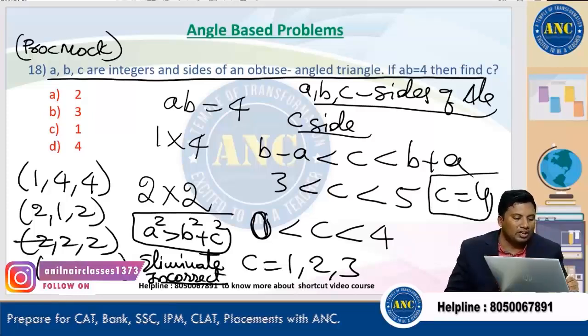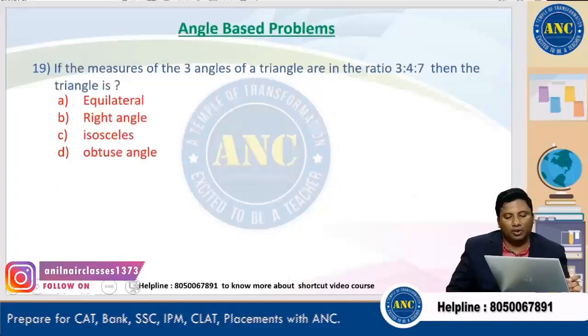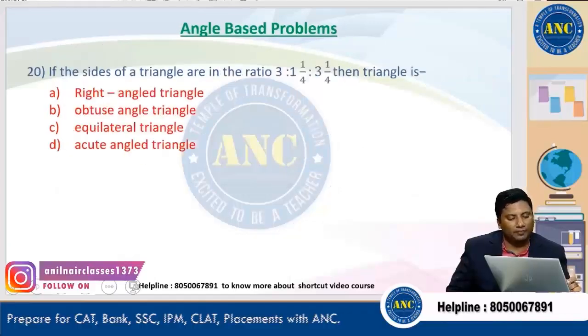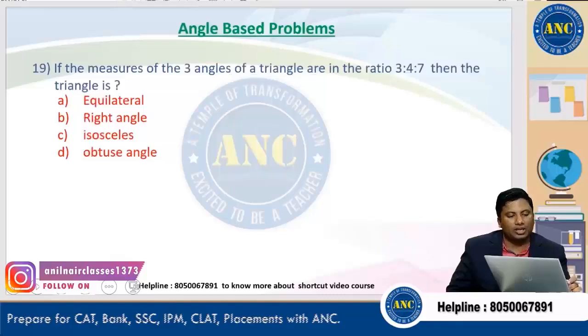2, 2, 2 is an equilateral triangle. 2, 2, 3 is an isosceles triangle. Just check it out by using the property. Anyway, these are eliminated. The other three, please check it out. I hope it is clear. Now these questions will come back again in the night class.